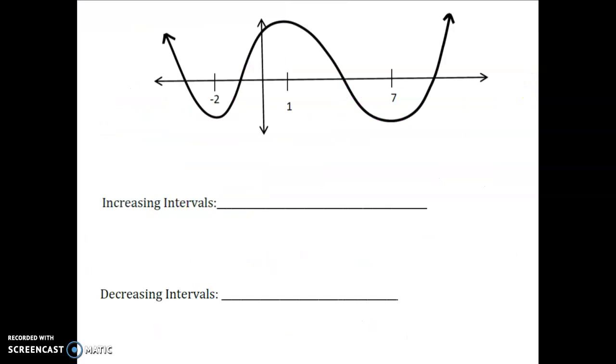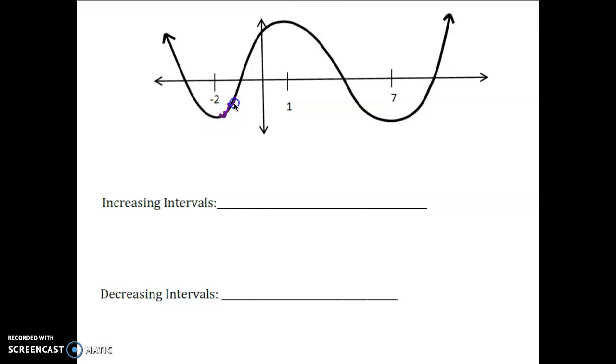Okay, let's look at this one. I want to know the intervals where this one is increasing and the intervals where this one is decreasing. Okay, let's start with increasing. Think about just what the word increasing means. Increasing temperature, increasing prices, it just means that things are moving upwards. As you go to the right, the function is going up.